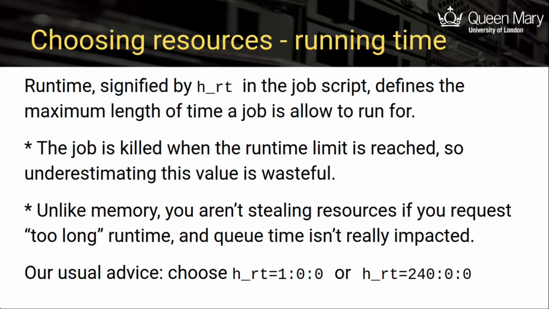Requesting a maximum runtime is different to cores and memory because runtime is not consumable per job. If a maximum runtime is exceeded, the job will be automatically killed by the scheduler. So we recommend setting either 1 hour for the short queue described in the next slide, or the maximum available runtime of 10 days. Please note that runtimes cannot be modified after a job has been submitted.